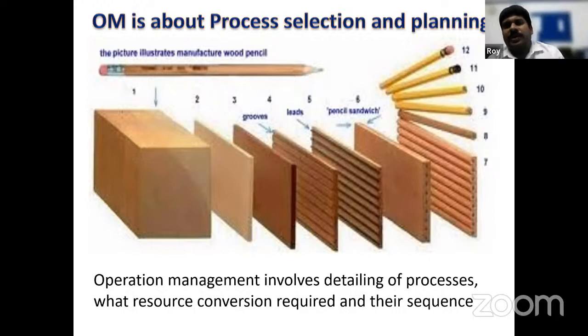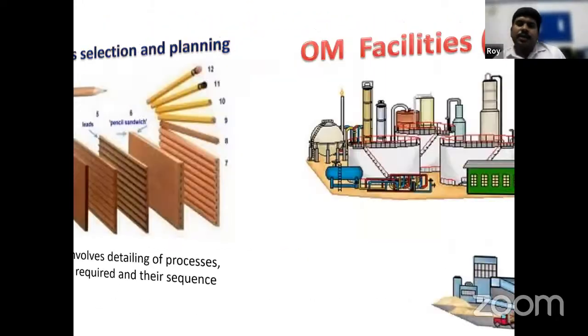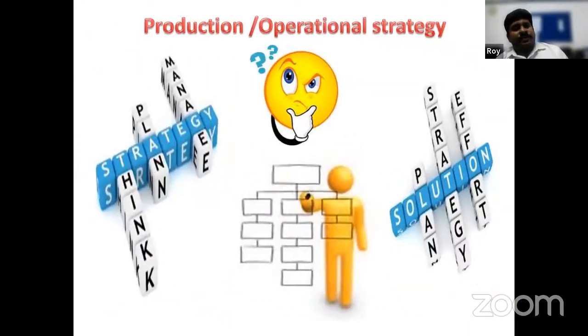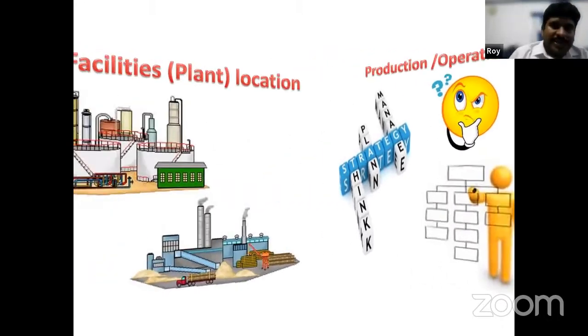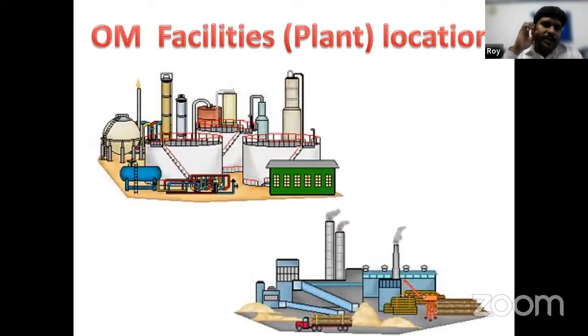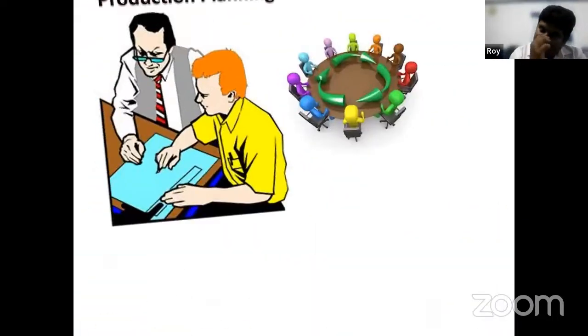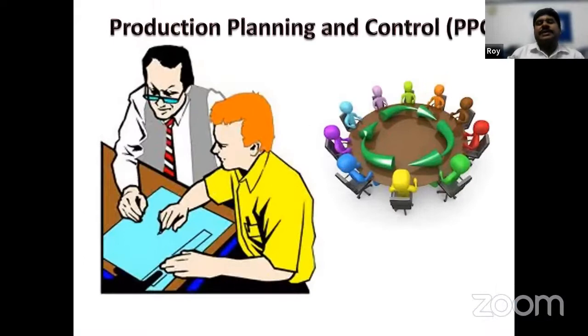OM is about facilities or plant location, and production and operation strategy. Very important. Facilities and the location are also an important part of operations management. Production and operational strategy is also very important to operations management. Next, production planning and control, PPC, a very important question. Production planning functions are different, and production control functions are different.